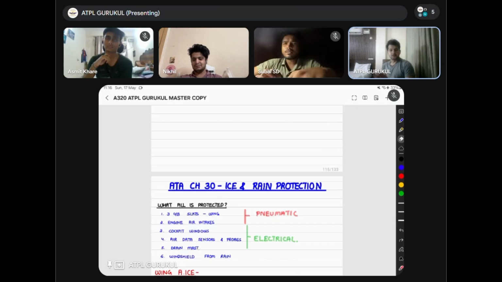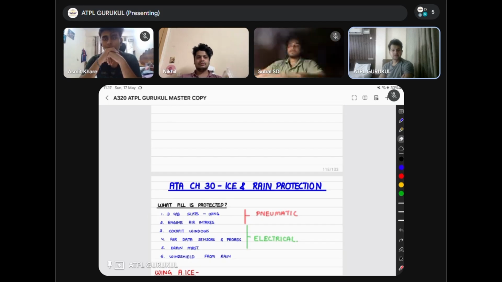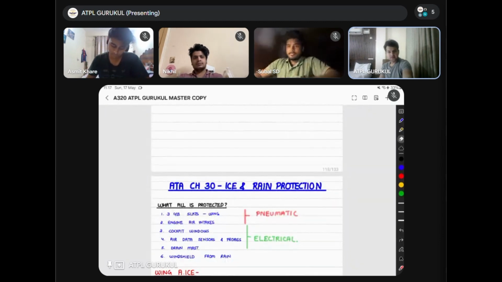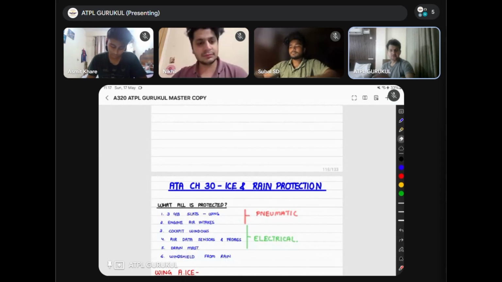Okay. So please open ATA chapter number 30. That's about the ice and rain protection system. If you open it, you can see about seven different subsections, right? How many subsections do you have in your FCOM?